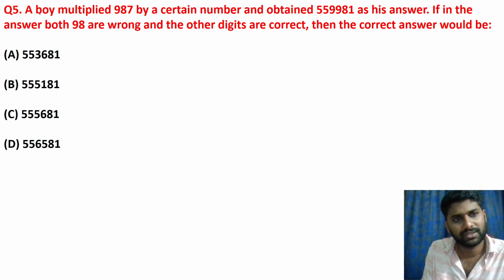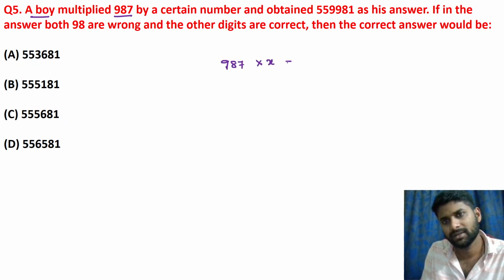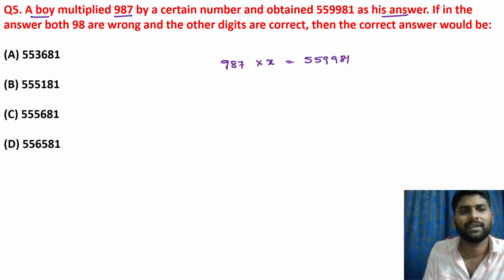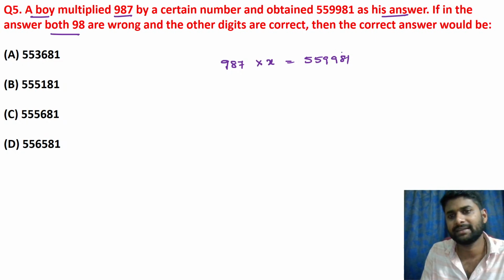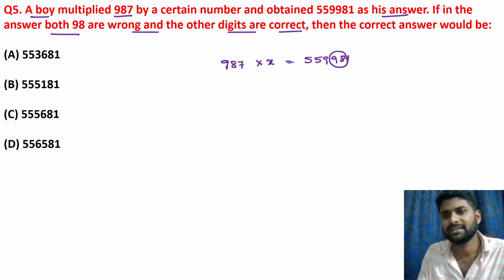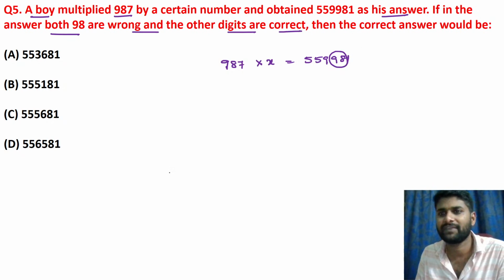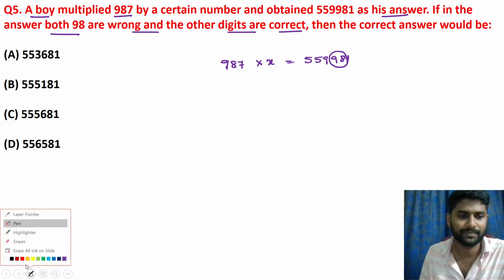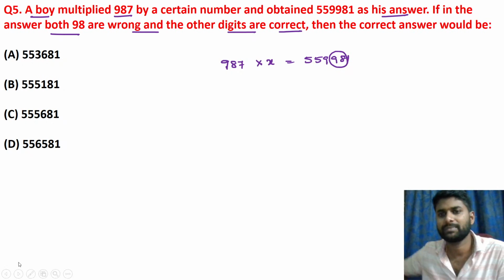Now see here the question. A boy multiplied 987 with a certain number. He obtained 559981 as his answer. If the digits 9 and 8 are wrong and other digits are correct, then find what the correct answer would be.